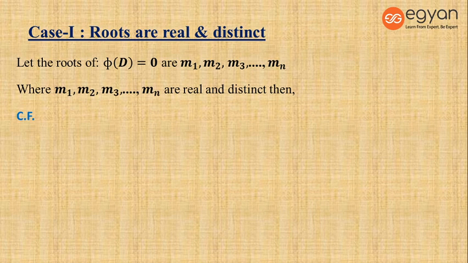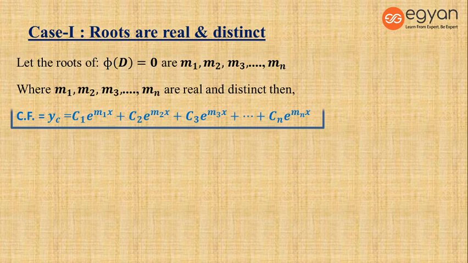I will write the complementary function yc as c1 into e raised to first root m1x plus c2 e raised to second root m2x plus c3 e raised to m3x and so on up to cn e raised to mnx. It's so simple. Just write the constant c1 into e to the power first root m1 into x plus constant c2 into e to the power second root m2 into x and so on. This is the complementary function when roots are real and distinct.